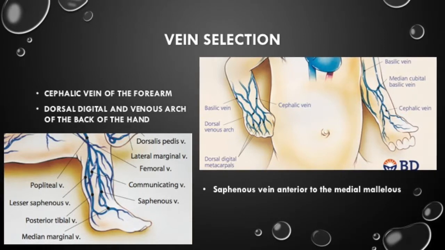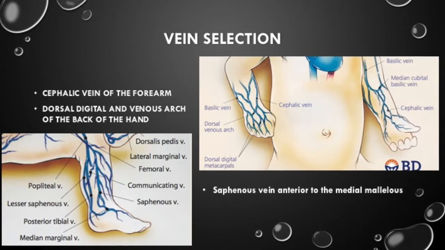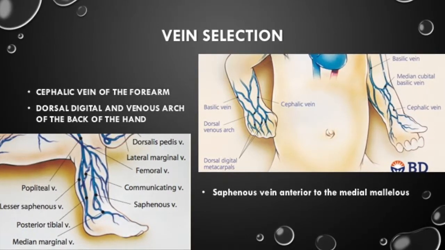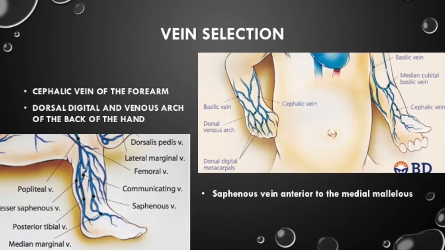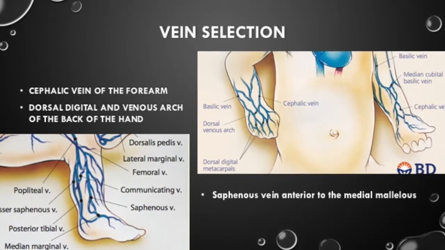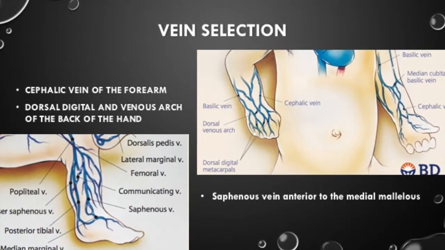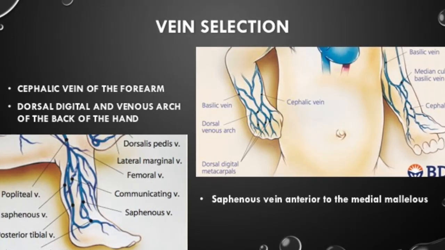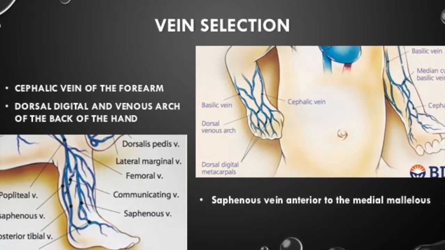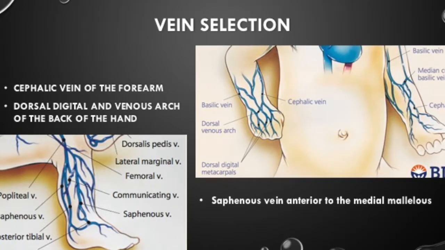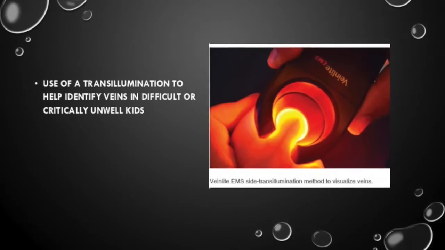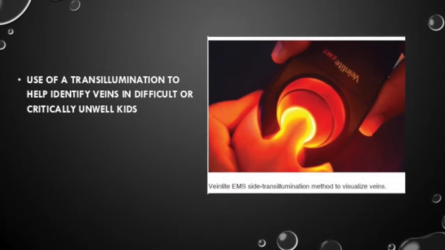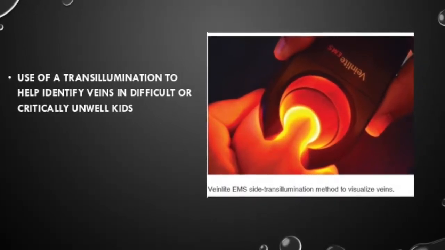Vein selection for pediatric cannulation. Ideal spots are the cephalic vein of the forearm, the dorsal digital and venous arch of the back of the hand between the fourth and fifth metacarpal, ideal spots for the back of the hand, and also the saphenous vein anterior to the medial malleolus of the ankle for the pediatric. The use of a transilluminator can assist in finding difficult veins in critically unwell patients when IV access is required.